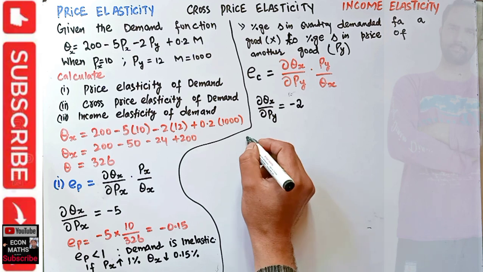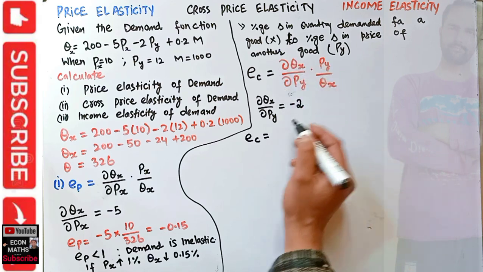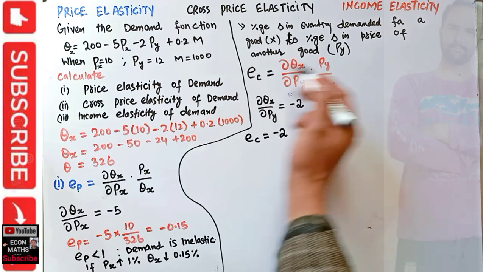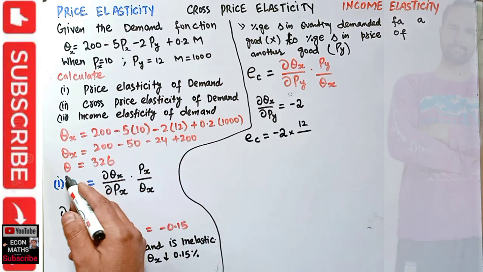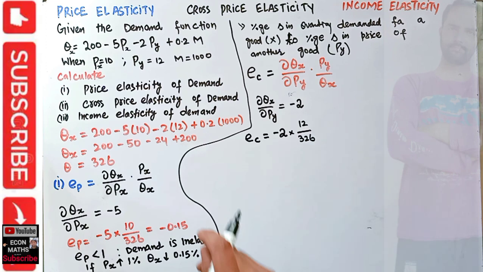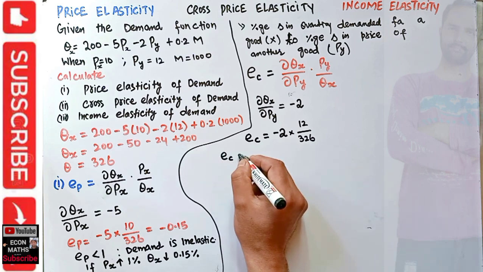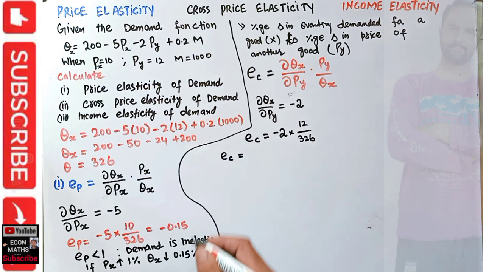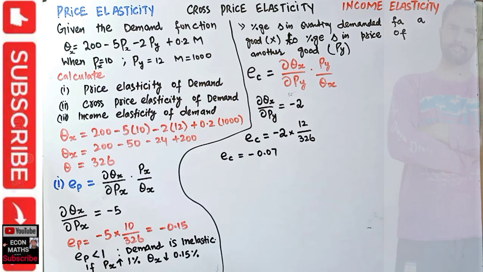That means our cross price elasticity of demand will be equal to this derivative, which came out to be minus 2, times the price of good Y, which is given as 12, upon the quantity demanded qx, which we calculated as 326. When you solve this, the cross price elasticity of demand comes out to be, I guess, minus 0.07. Now how do we interpret it and what exactly is meant by this?